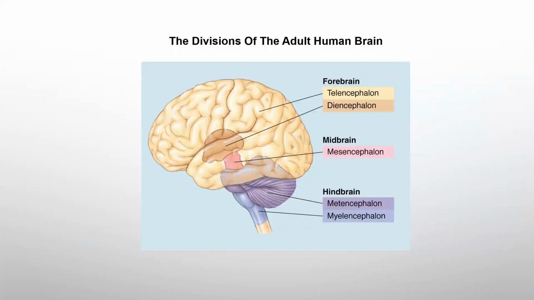All right, let's move on to the divisions of the adult human brain, broken up into forebrain, midbrain, and hindbrain. Okay. We're going to start this whole story here with the hindbrain. So the hindbrain consists of the Myelencephalon and the Metencephalon. The midbrain is the Mesencephalon, and then the forebrain is the Telencephalon and the Diencephalon.